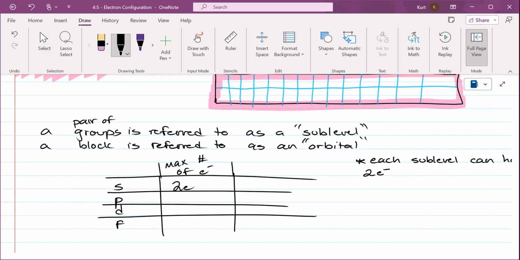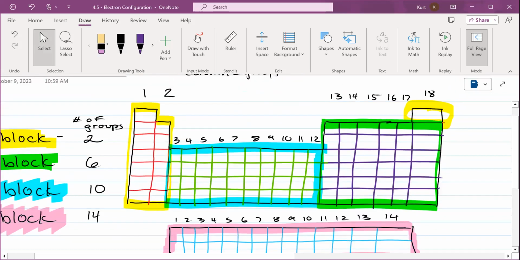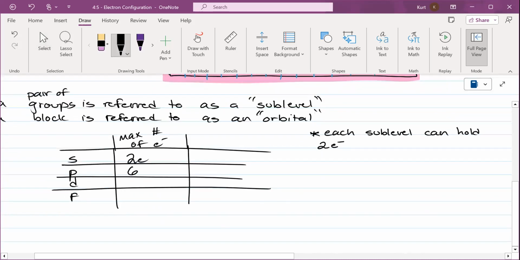What is the maximum number of electrons that the P block can hold? Alex? 6. Madeline, how about the D block? What's the maximum number of electrons that the D block can hold? 10. Kaylin, what's the maximum number the F block can hold? 14.